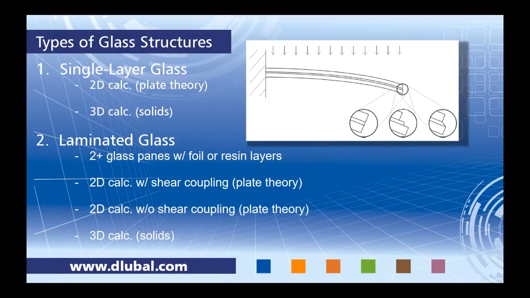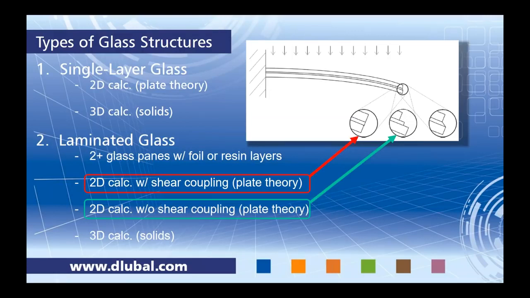The second type of glass is laminated. Now, with laminated, we have two or more glass panes with a foil or resin layer in between. For this option, we also have 2D and 3D calculations available. So the first 2D calculation considers shear coupling according to plate theory. With the shear coupling and the 2D option, we will consider this a rigid shear coupling. And you can see that indicated by this picture here, showing the cross-section of the layers and the rigid coupling at the ends. Now, as far as the 2D calculation without shear coupling, this is still according to plate theory.